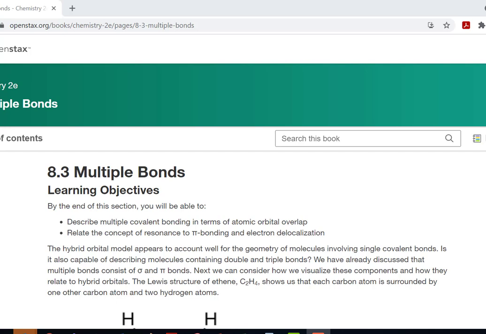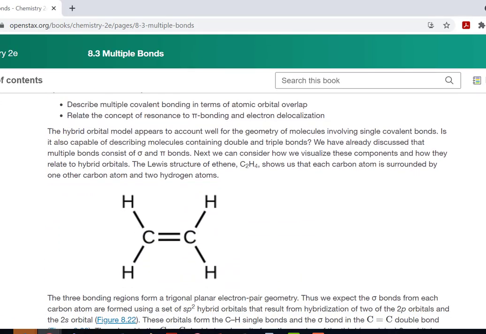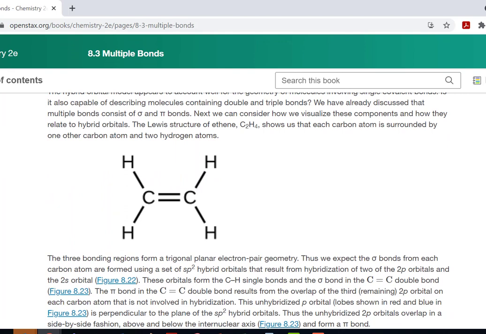So what we learned in the previous section was that the hybrid orbital model does a very good job of predicting the correct geometries when we have single covalent bonds. We now want to see, can we stretch that to when we have multiple bonds, when we have double or triple bonds? So let's go ahead and look at an example, and this is one that we have discussed previously in an earlier video.